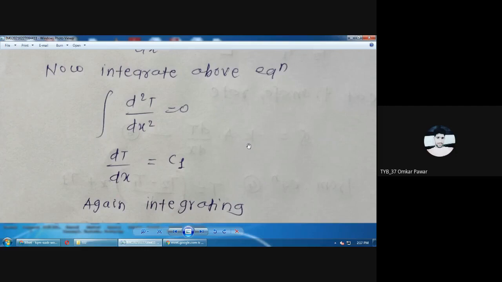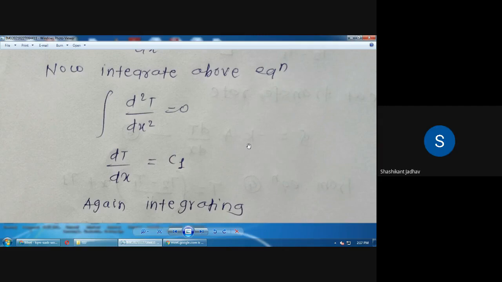T is equal to c1x. Is it correct? Anyone tell me if it is correct or if there is any other answer. T is equal to C1x plus C2.